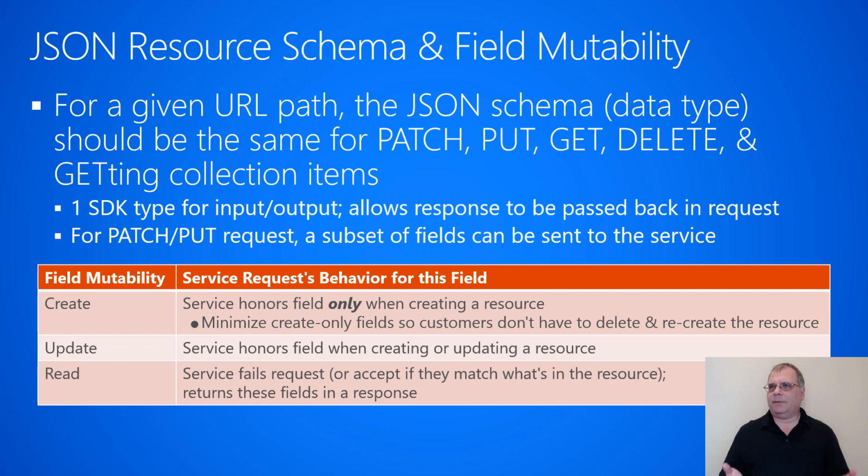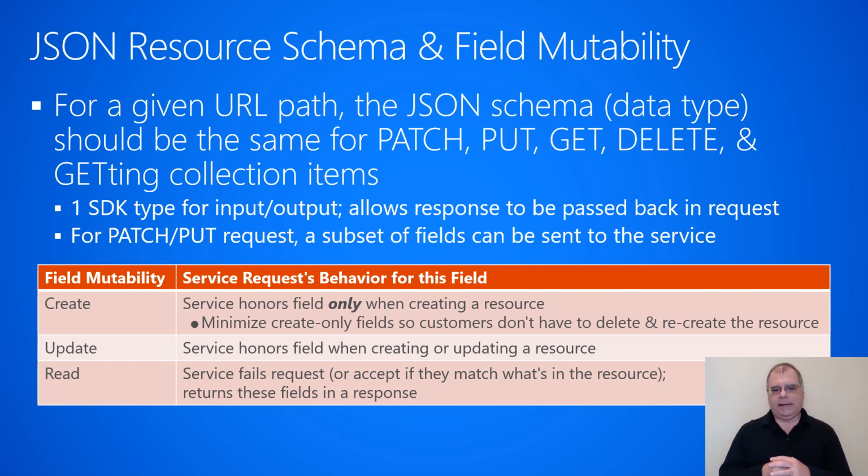We want people to just be able to modify whatever they can. It's very common, of course, for the key or the identity of a resource to be created and never mutated after that. And you want to make it so that's the only one, if possible, and no other fields are marked as creation. A field mutability of update means that the service honors the field when creating or when updating a resource. That means, of course, that the field can be changed over the lifetime of the resource, and customers really like this when this is possible.